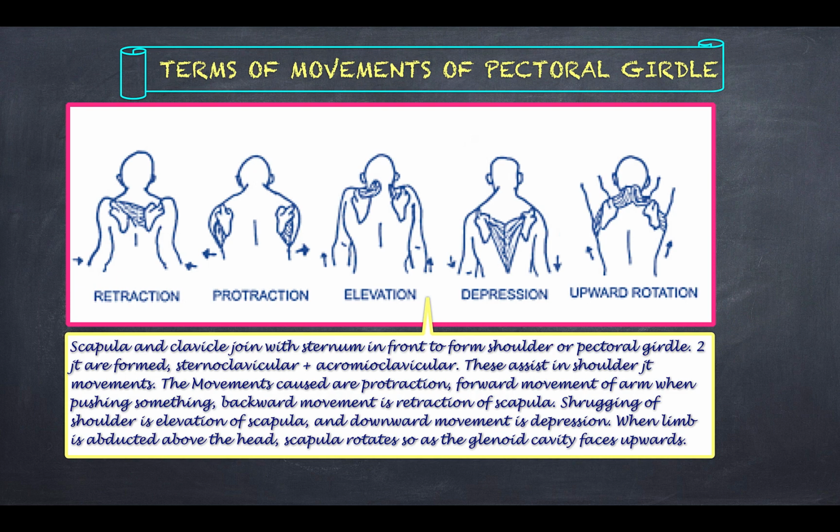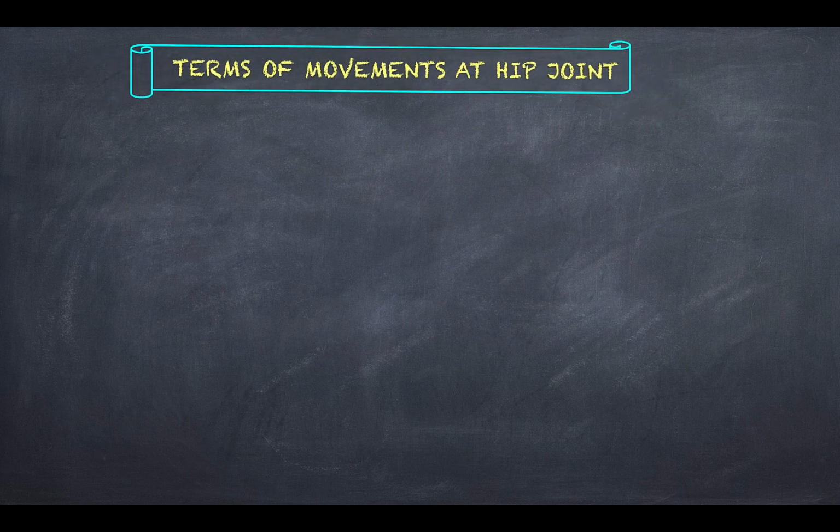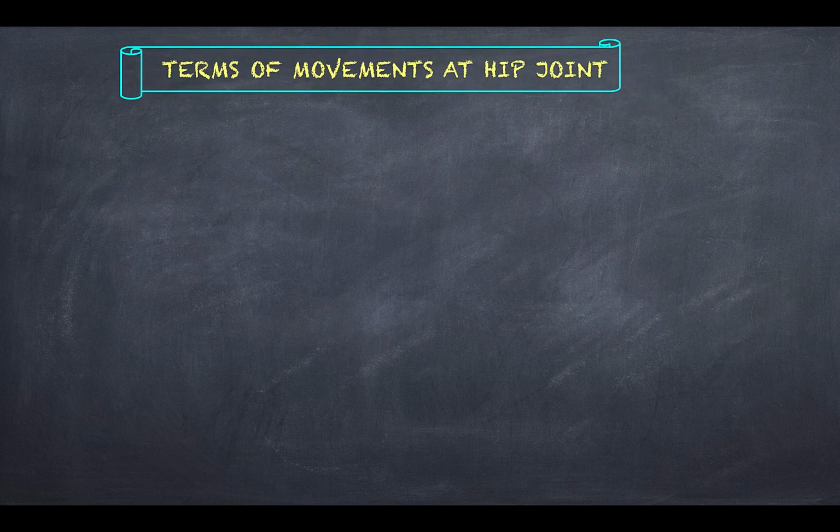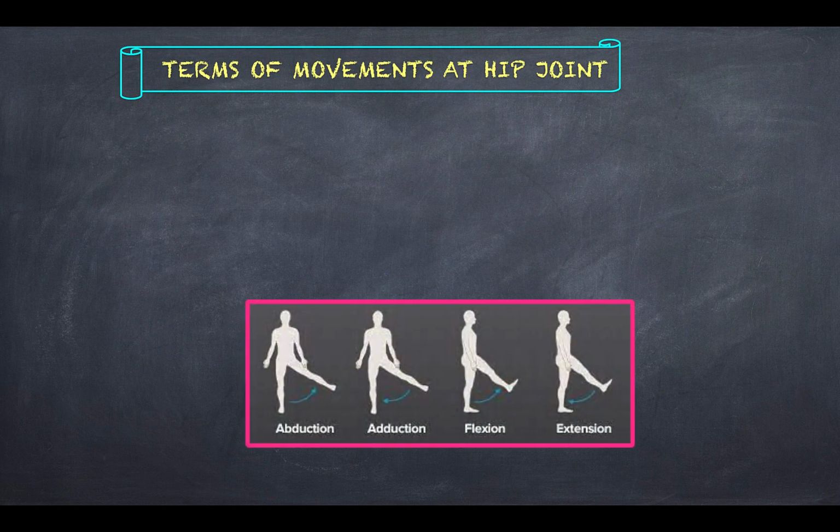They are occurring at two joints, sternoclavicular and acromioclavicular, of the clavicle with the scapula. So there is protraction when you go forward to hit somebody, and retraction when we go back. Elevation is shrugging the shoulders, and when you go back down, it is depression. In upward movement of the arm, the scapula rotates with the shoulder joint. So the shoulder joint is moving and the pectoral girdle is also moving now.